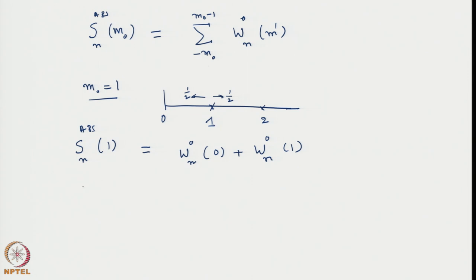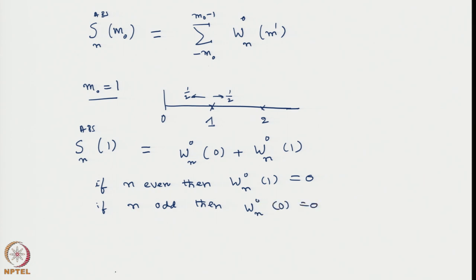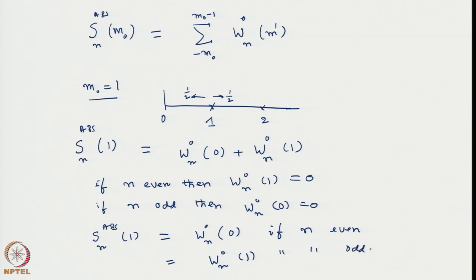So if n is even, then W n 0, 1 is 0. Similarly, if n is odd, then W n 0, 0 is 0. At an odd step, he must be away from the starting point. So essentially, the survival probability with the absorber, starting from site 1, is either W n 0, 0 if n is even, or W n 0, 1 if n is odd. So very simply, we saw that it is just an occupancy probability.